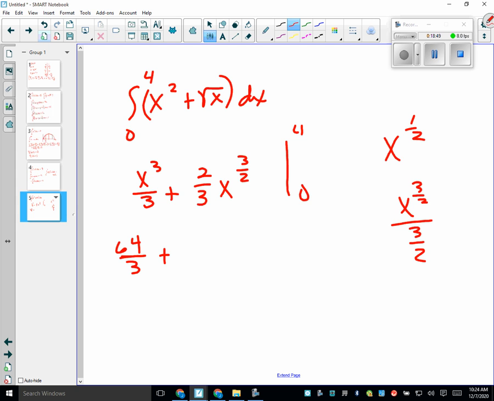(64 thirds) plus 2/3 times. Okay. Nope, no calculator. We're square root of 4. Whoa. 2 cubed? 8. How am I supposed to do this? Yeah, how are we supposed to know?